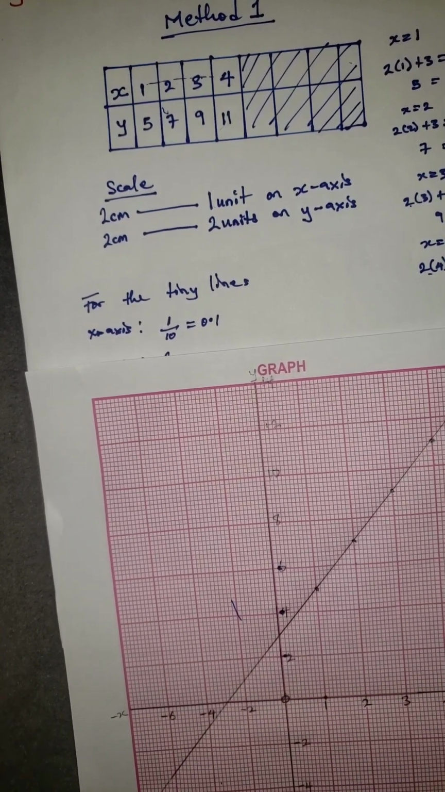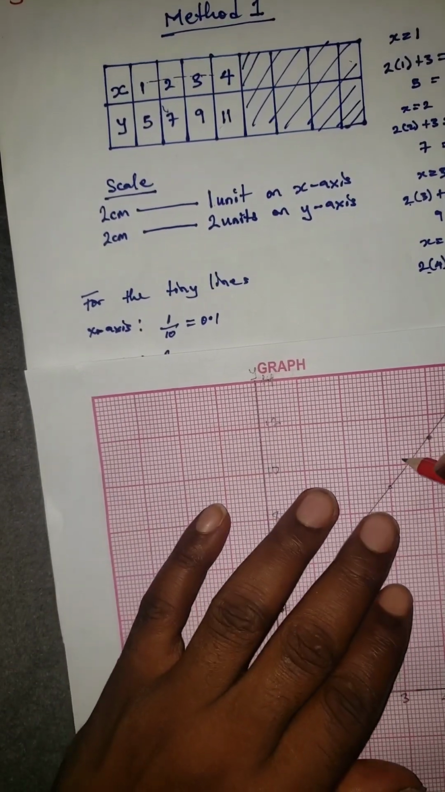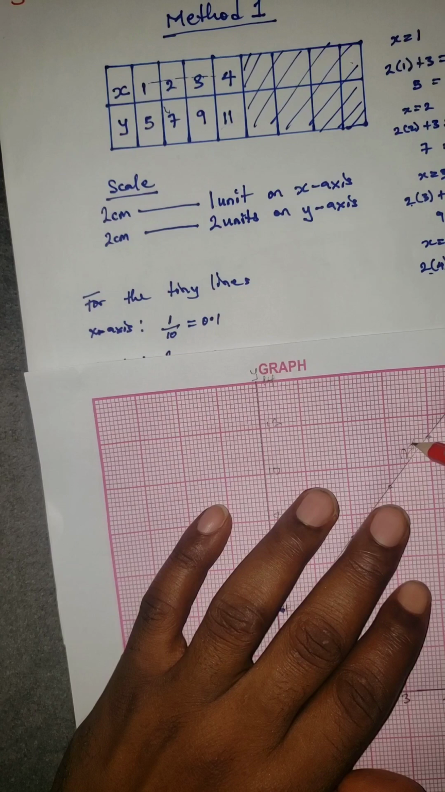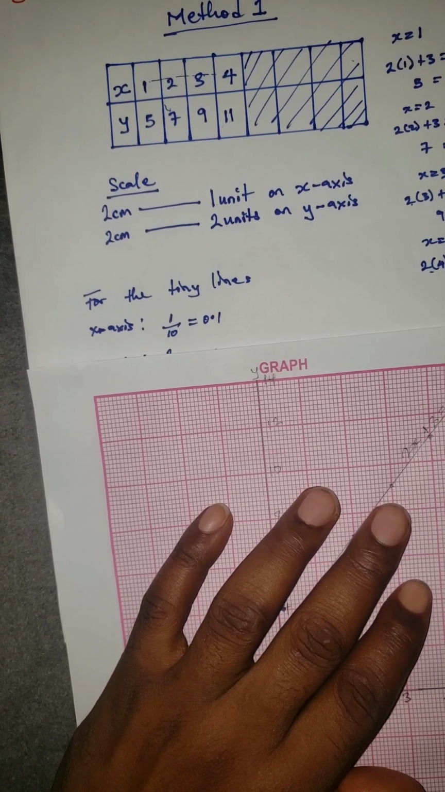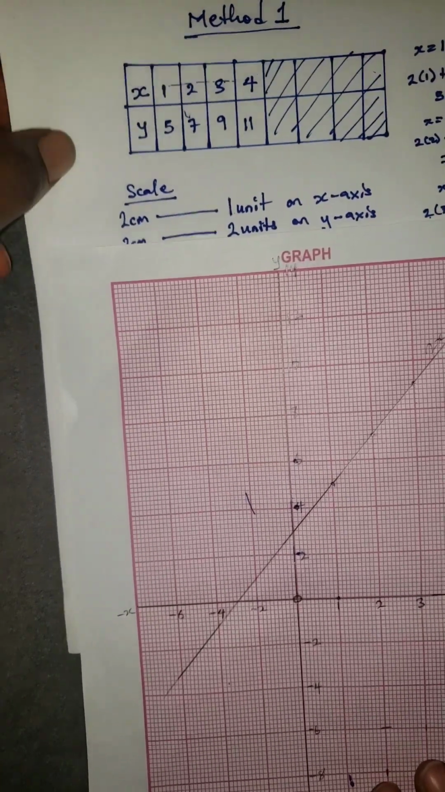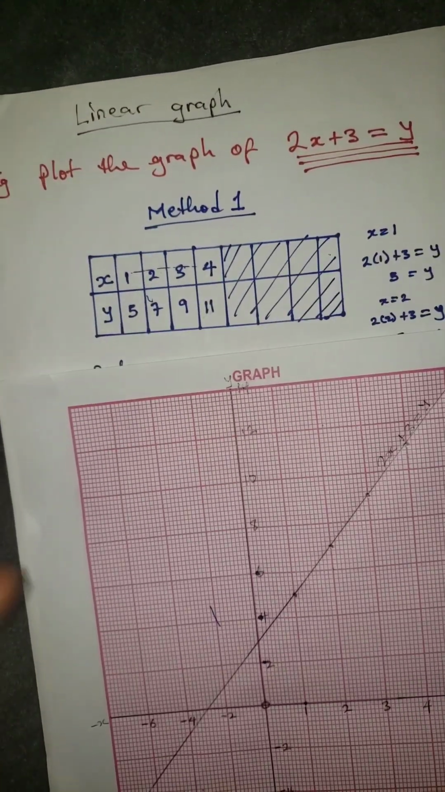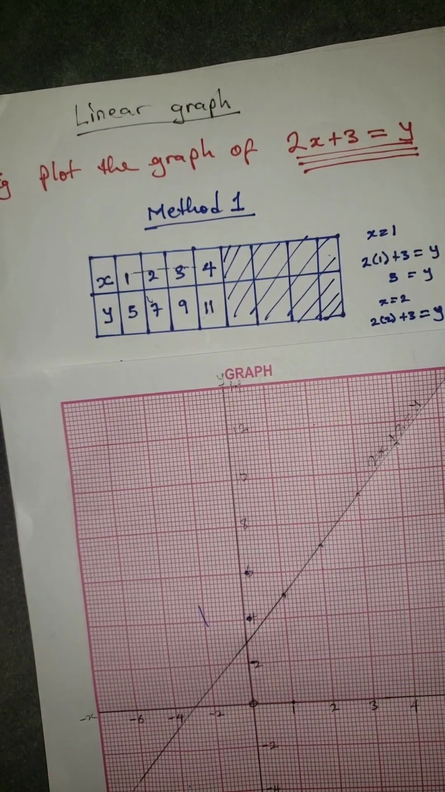It's always nice when you are done with your line, you write the equation that gave you that line. So I have 2x plus 3 equals y. So this is my graph of this equation. I hope you have seen the way we plotted that graph.